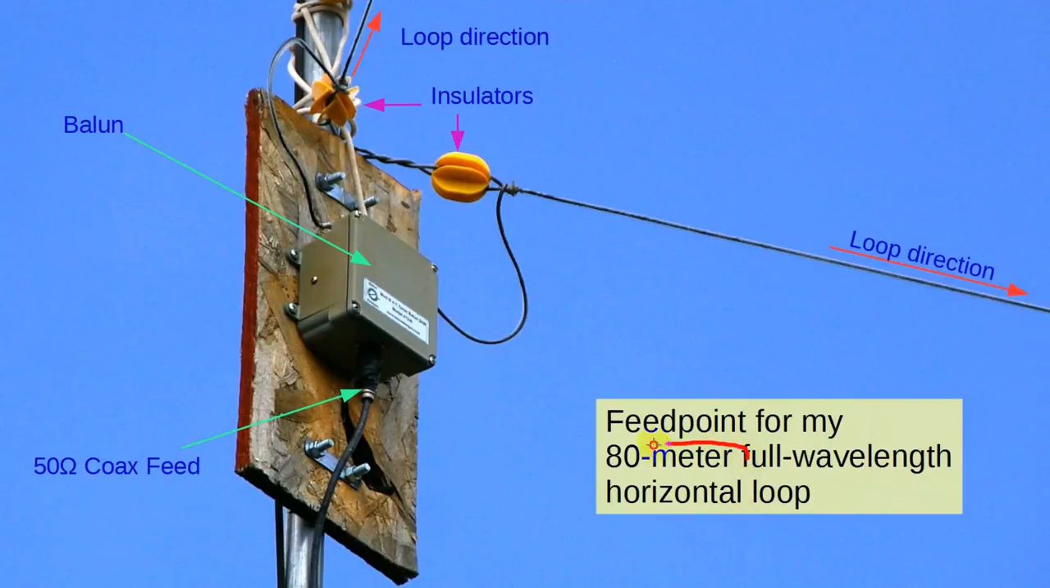My 80 meter full wavelength horizontal loop definitely doesn't have a 50 ohm feed point. I use a balun to help translate the feed point impedance into 50 ohms. Then I run the coax down to my antenna tuner, which connects to my rig.